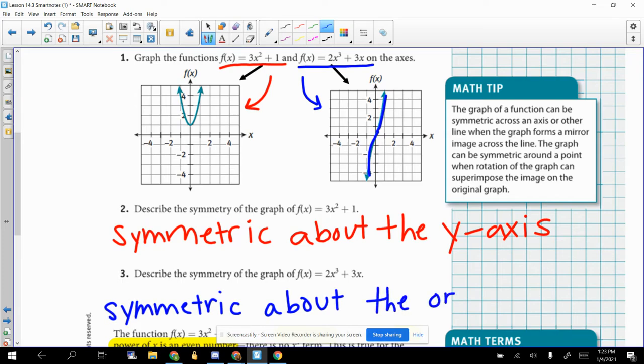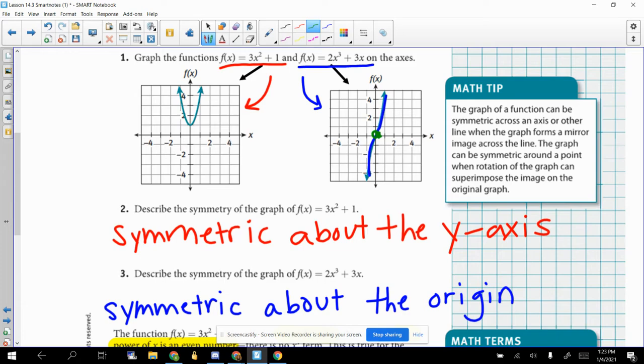Okay, origin. So you guys know the origin is that point 0, 0. So if you can see that there. So it is symmetrical about that point instead of the x-axis or the y-axis. It's symmetrical about that point.